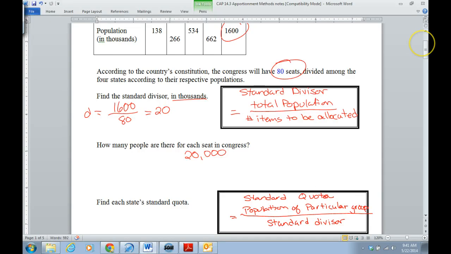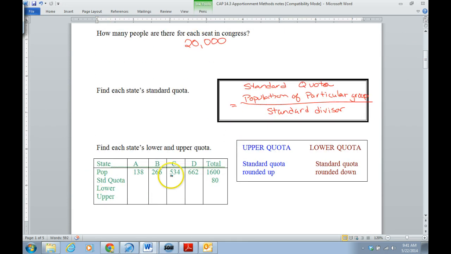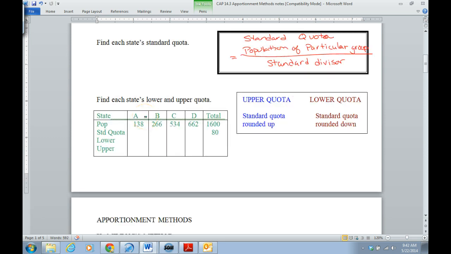So we want to look at the standard quota for each state now. We'll use the one below here. It says standard quota. What you're going to do for A, the total population for state A is 138. You're going to take 138 and divide it by 20. So if you take 138 divided by 20, you're going to end up with 6.9.